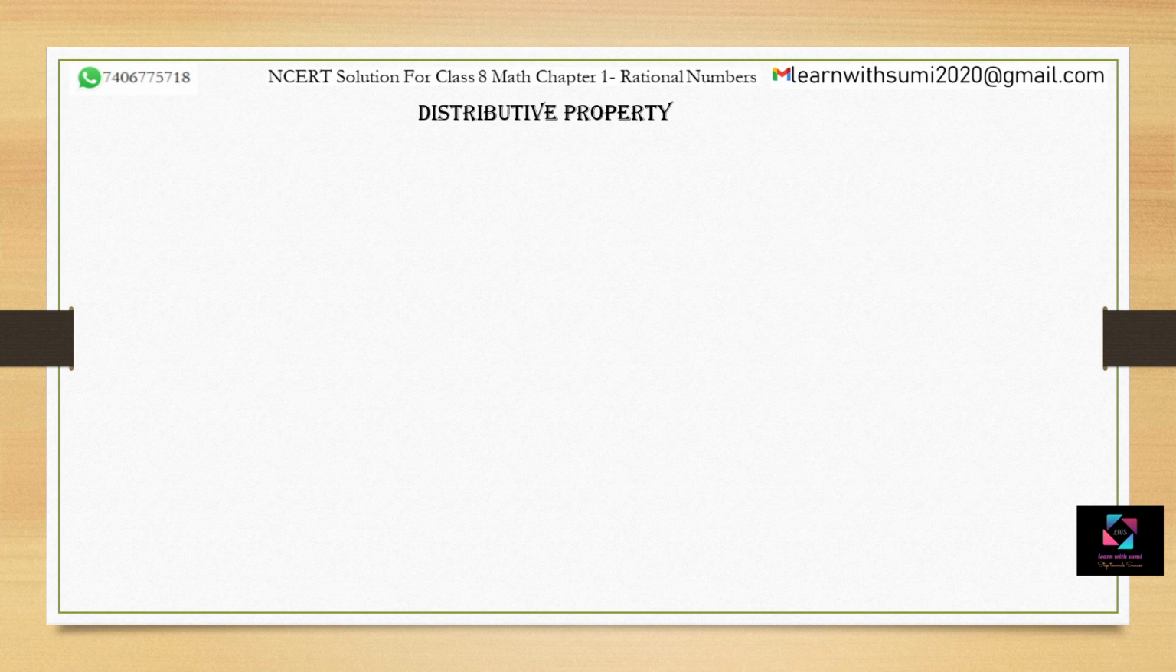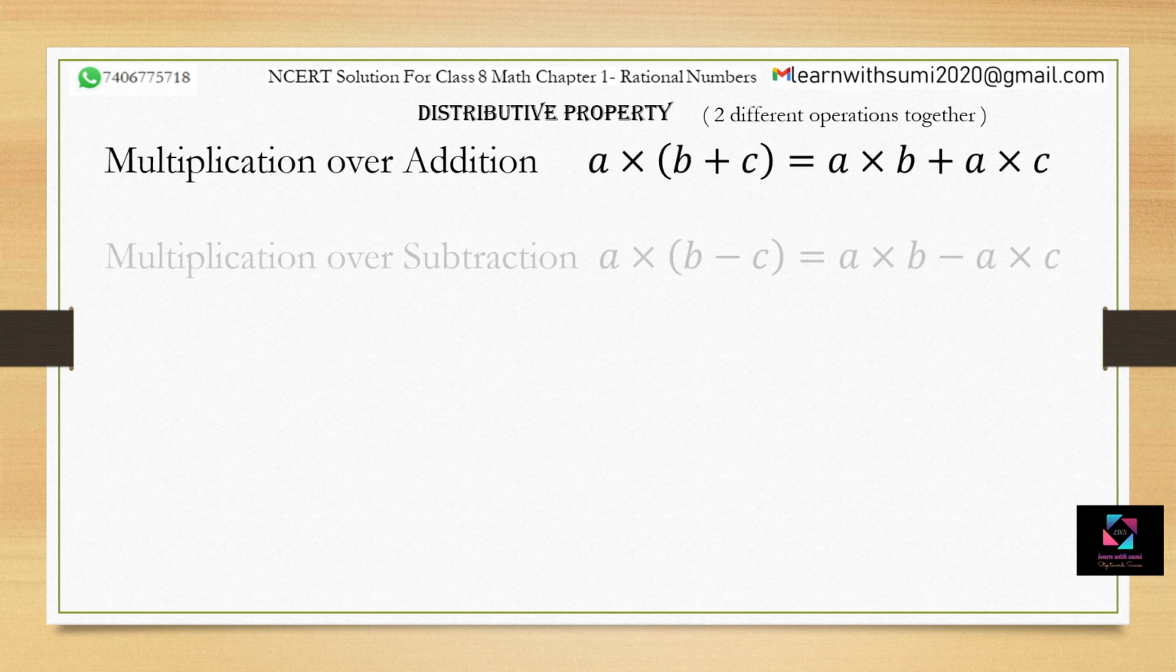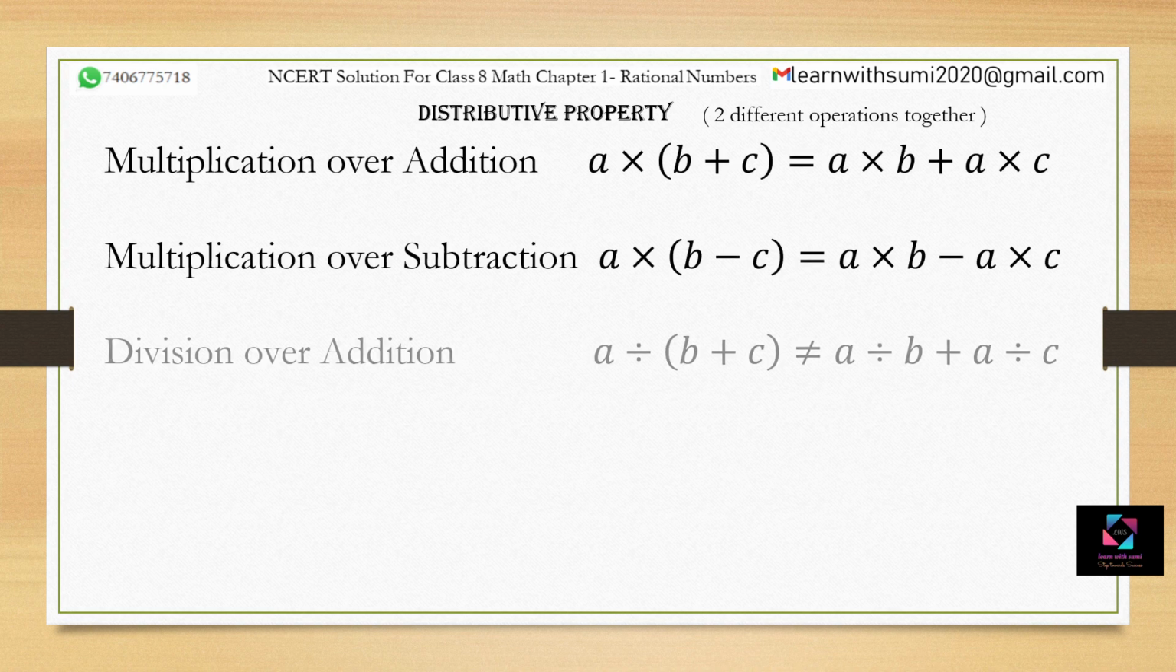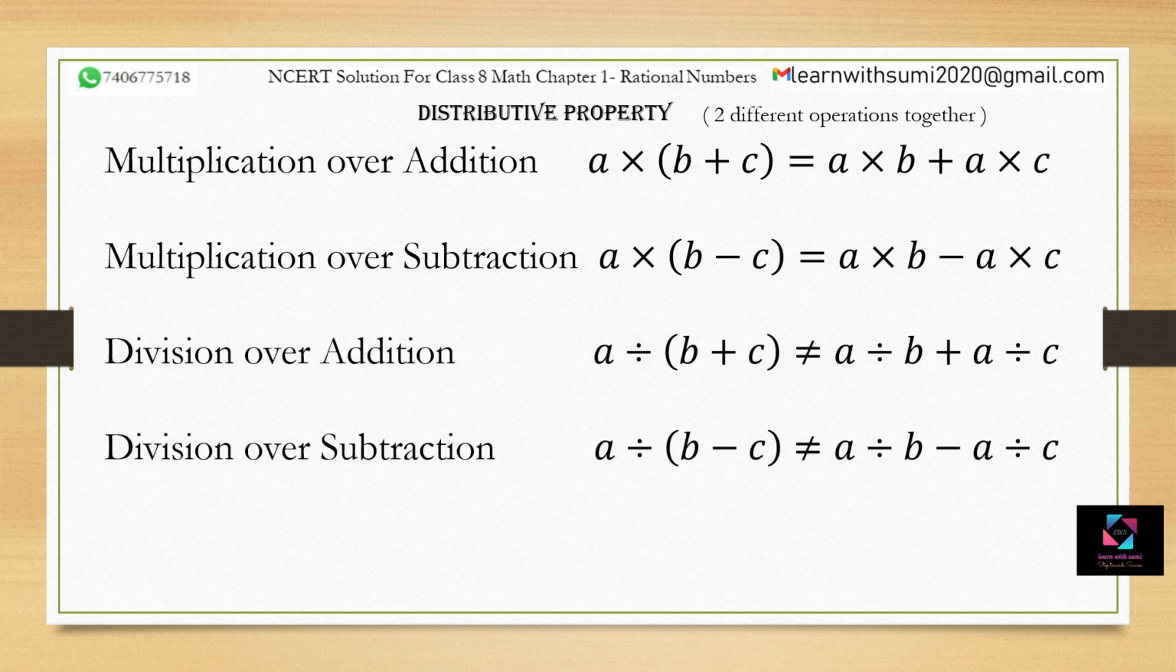In distributive property, we perform two different operations together. That is multiplication over addition, multiplication over subtraction, division over addition and division over subtraction. In this, multiplication over addition and subtraction holds good for distributive property, whereas division over addition and subtraction does not hold good for distributive property. Let's check using simple examples, but first let's see the equations here.